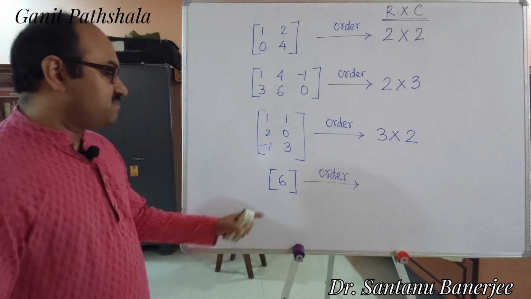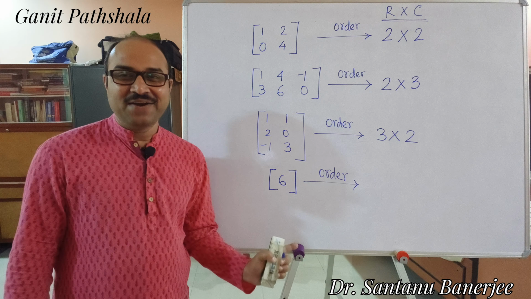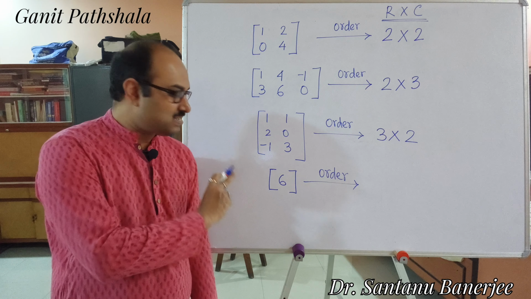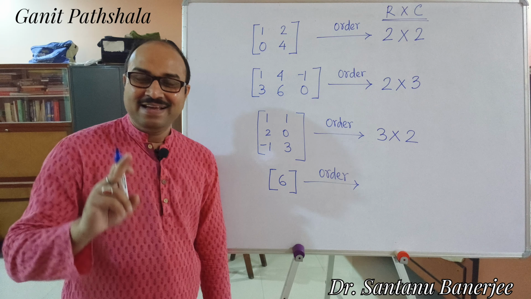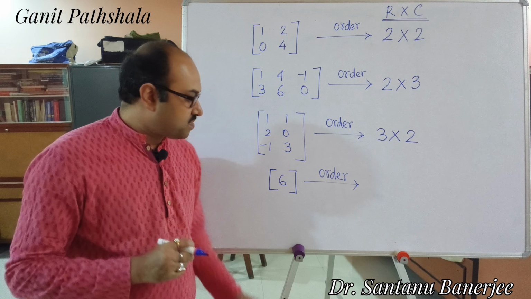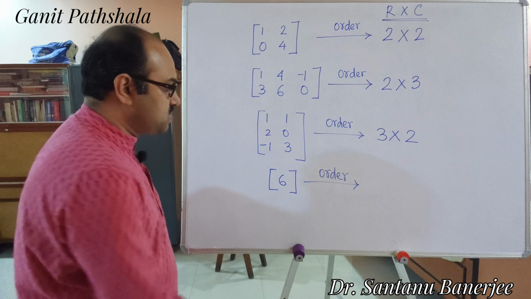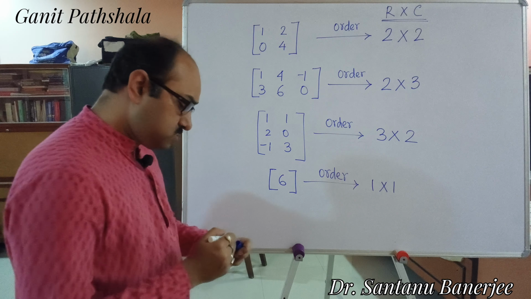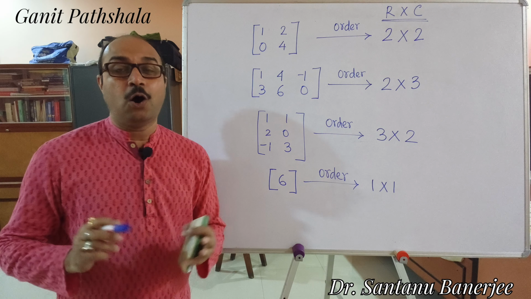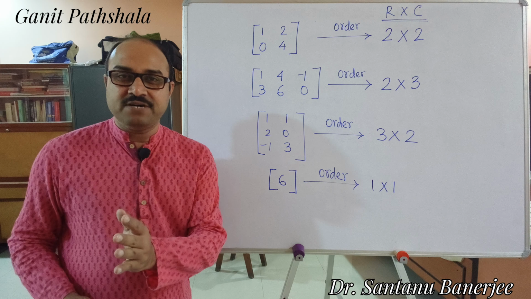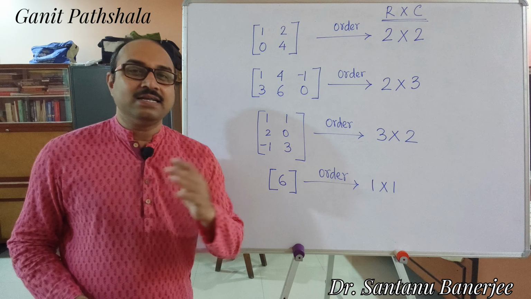Last one, see, it's very interesting. You have only one row and one column. A single element in a matrix is also a matrix, you have only one element. So for that one element, what position is it occupying? The first row and the first column. So its order is 1 by 1. So this is how you determine the order of a given matrix. Always remember that rows come first and columns come second.